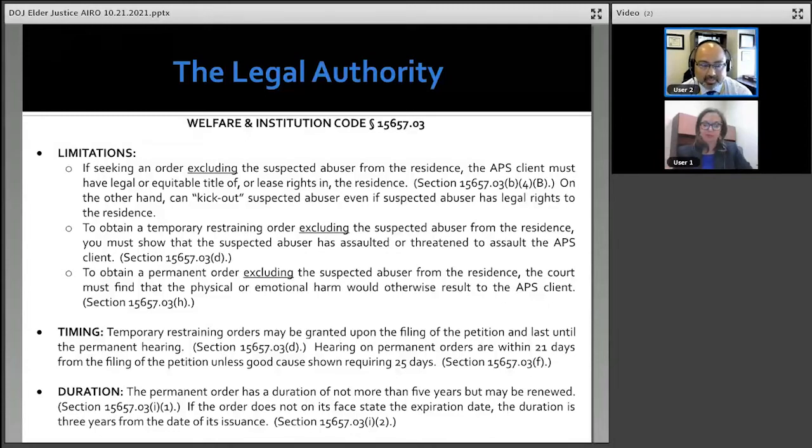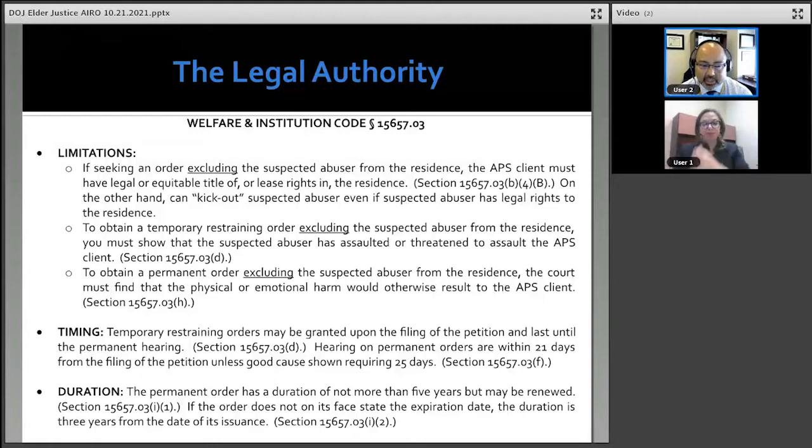Also note that there is a time requirement. Typically when we file the petition, many times the court will issue a temporary restraining order, typically a day after filing, if not on the same day, depending on what time the petition is filed. Then the court sets a hearing on the permanent order. Generally speaking, that's within 21 days. You can move it out to 25 days with good cause. But don't be surprised if the court sets a hearing less than 21 days, such as a week or a week and a half. That has happened before to us.